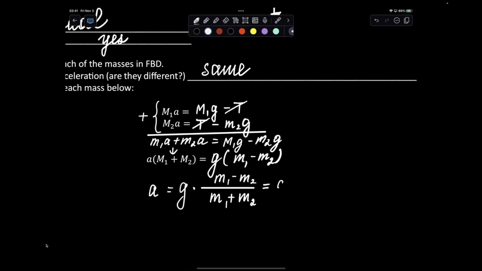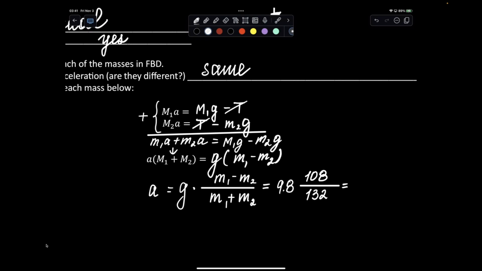So now I'm going to take 9.8 and I will multiply that by 108, which is 120 minus 12, over 132, which is 120 plus 12.